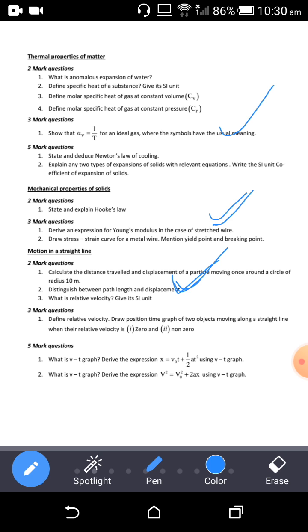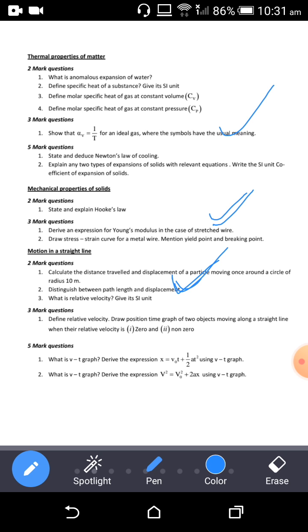Next is the 5 marks question, and it's very simple. As I said, you have three equations of motion, the kinematic equations. Three equations you have. All three are important.